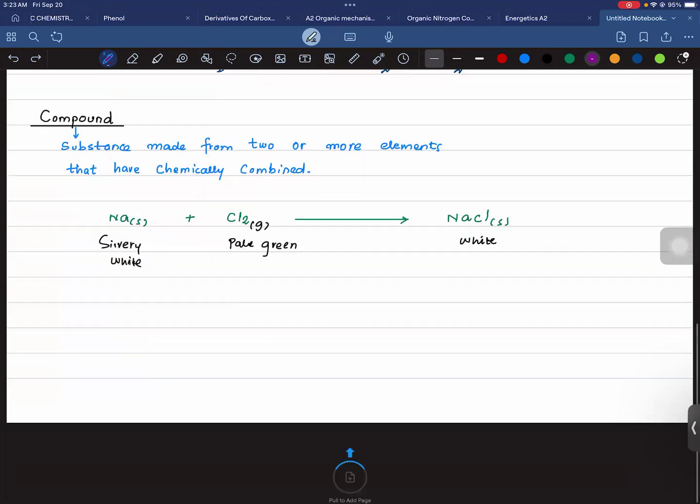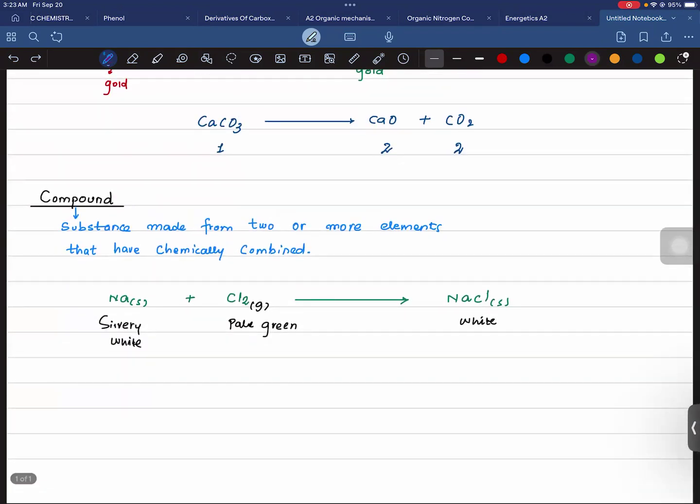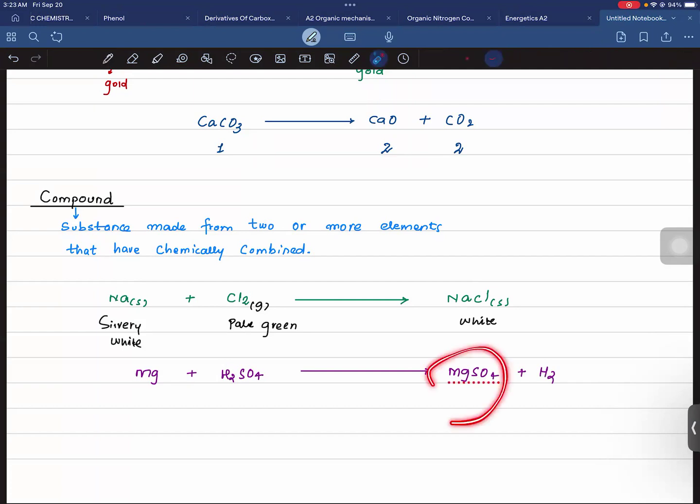Let's suppose magnesium reacts with H2SO4, so they produce MgSO4 and hydrogen gas. This is also a compound, which is formed by the reaction of magnesium with sulfuric acid. This is also a chemical reaction.